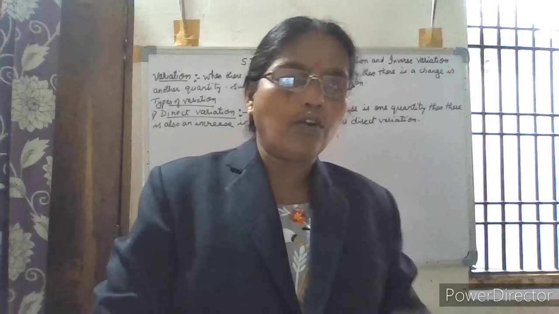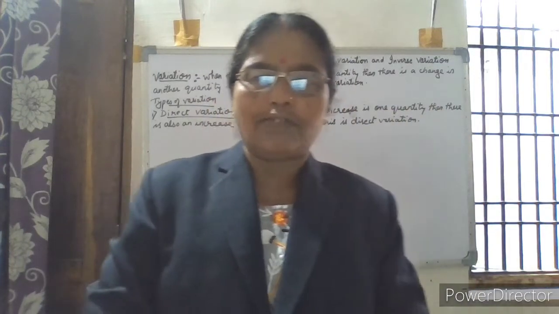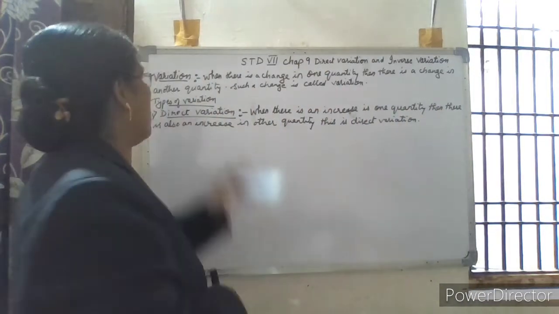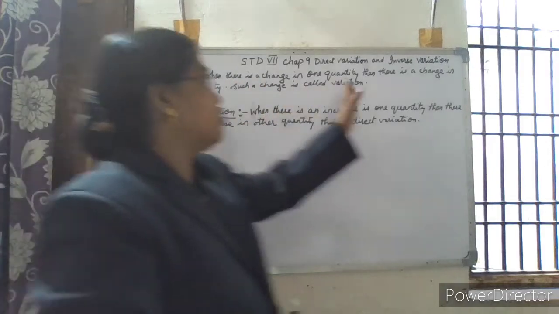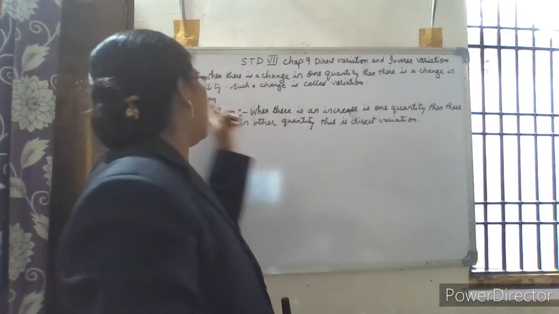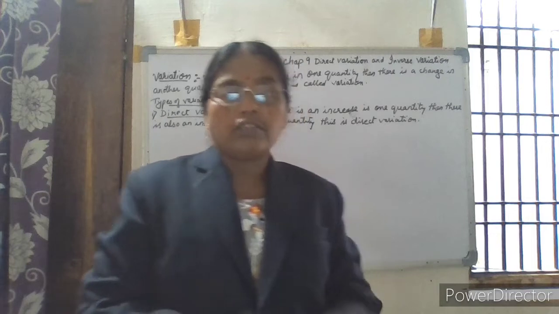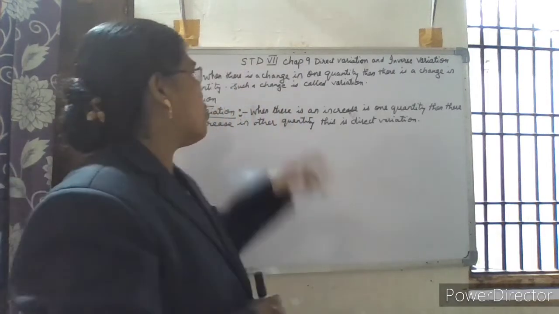So before going to the chapter, let us learn what is variation. Now, see here, when there is a change in one quantity, there is a change in the other quantity. Such changes are called a variation.